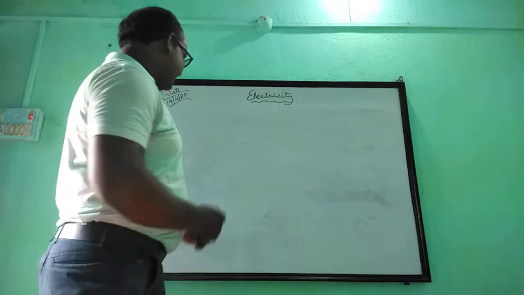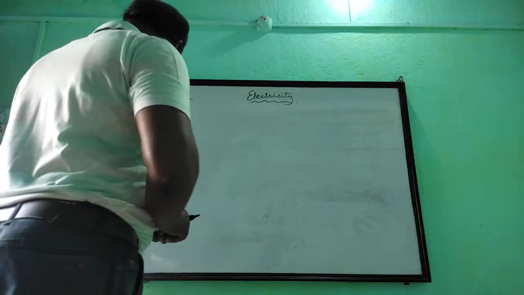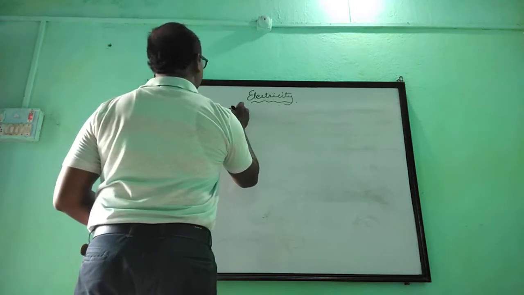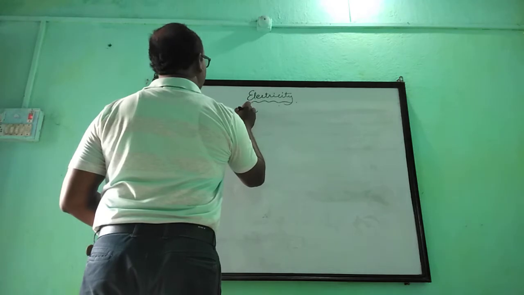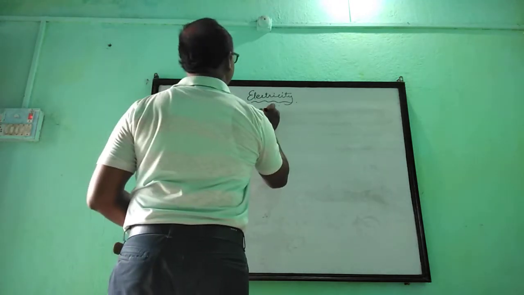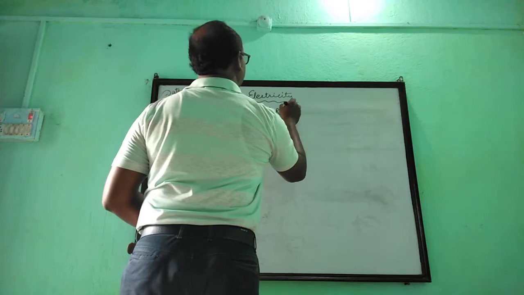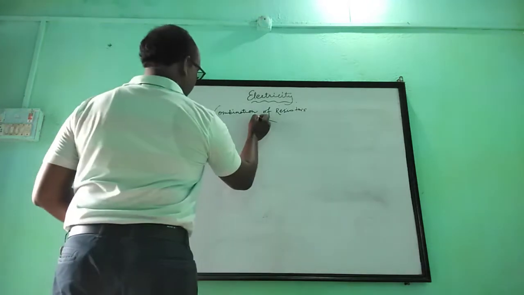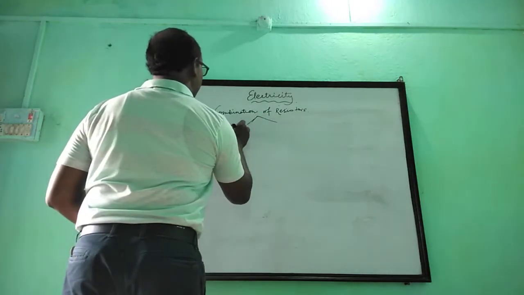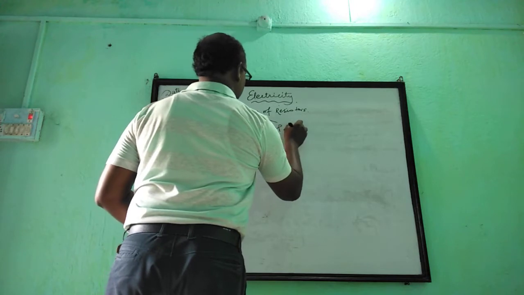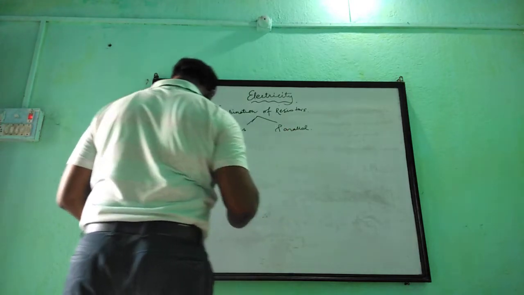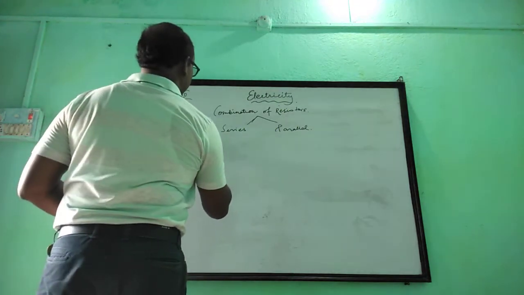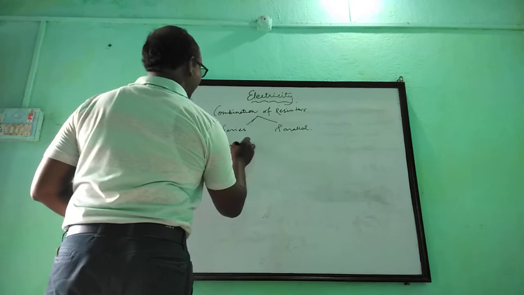Now we read about the combination of resistors. There are two types of combination of resistors. One is series and second is parallel. Series combination and parallel combination. So series combination, where resistors are connected in this way.